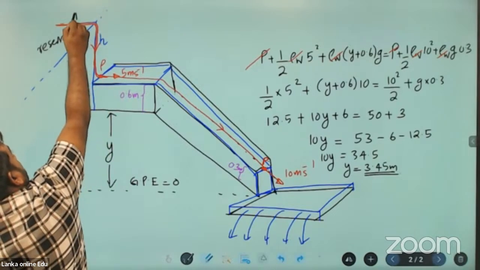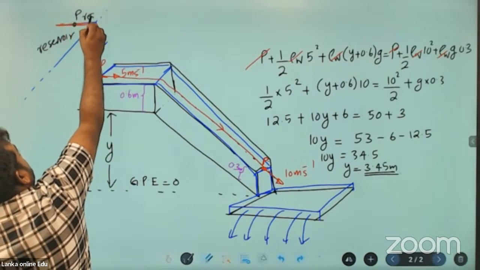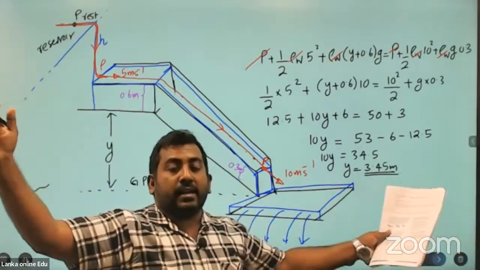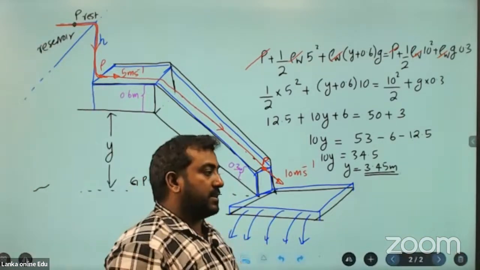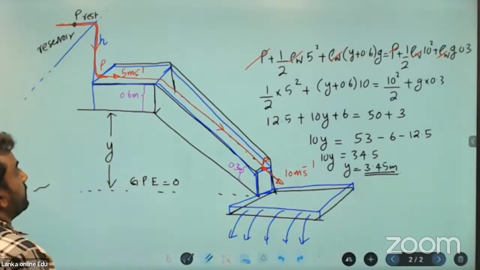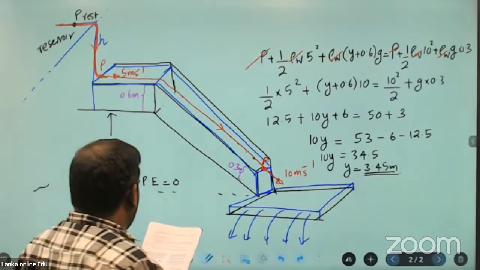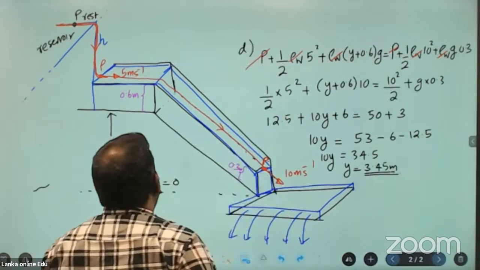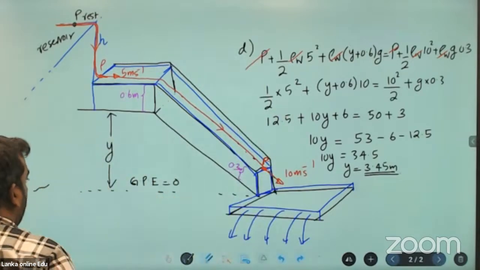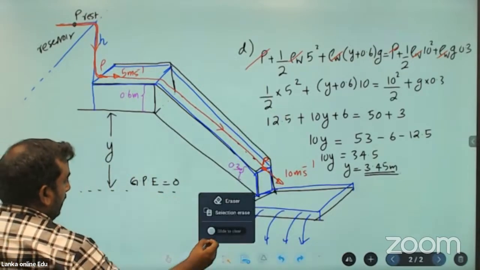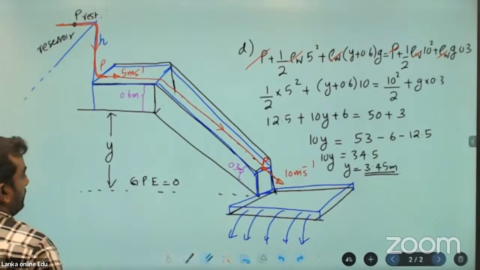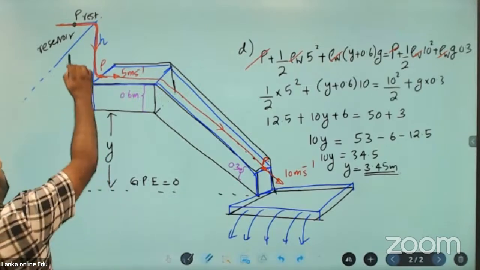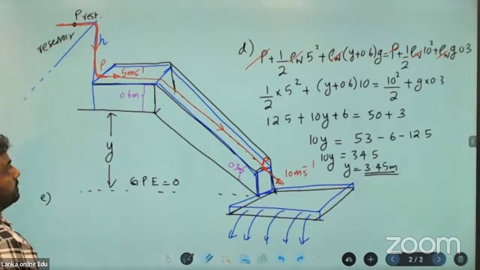Remember, here was atmospheric pressure, but water is at rest, right? Area is going to be very, very large. If area is very large, velocity is going to be very, very small or negligible. So here, this is part D. Part E, if you want, separately you can apply. I'll try to apply it here. Part E. So applying Bernoulli's principle from here to here, let's say.